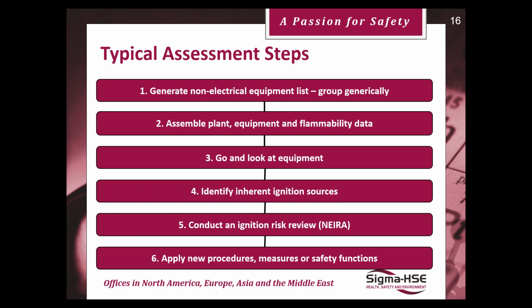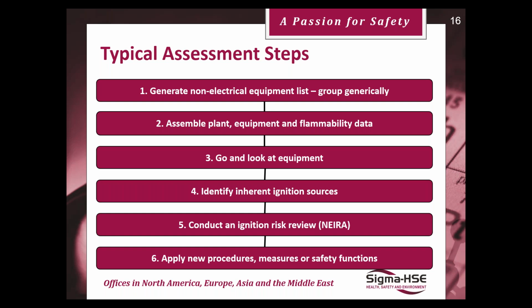The key point after this is to go look at the equipment. We don't usually do NIRAs as a desktop. You have to go there and look at it, inspect it, then identify any inherent ignition sources. For example, during the inspection, which doesn't necessarily need to shut off the equipment, you look at the main contact elements. For your blades, your impellers, you might identify rust, you might identify loose bolts, which again you'll use in your risk assessment table. So this is step 5 now, conducting the ignition risk review, the NIRA.